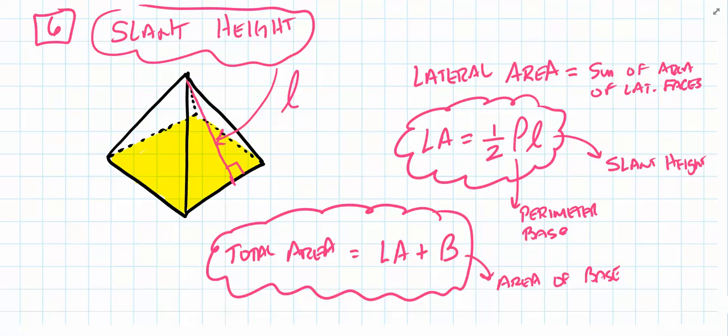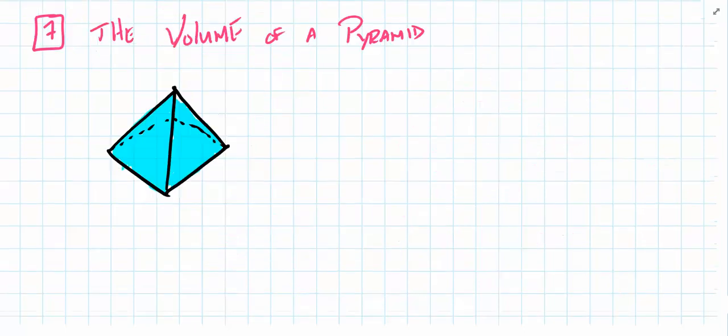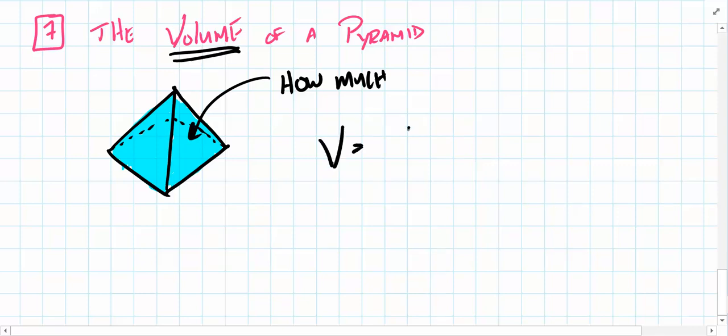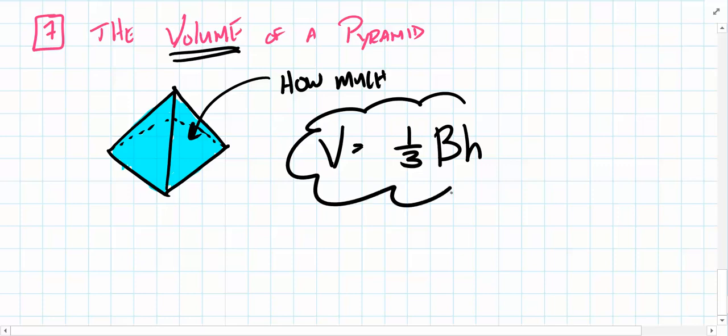Okay, so when we're talking about volume, we're talking about how much can fit inside. Water, rice, square cubes, right? Since we're talking about volume, what should our unit be in this case? Our unit should be cubed. Very good. So the volume for a pyramid is 1/3 the area of the base times the height. So big B, remember, represents the area of the base.